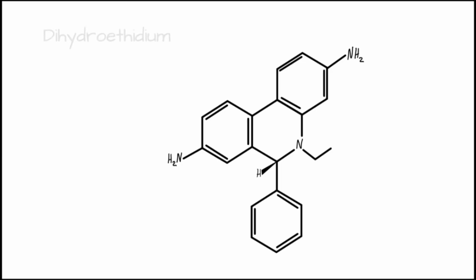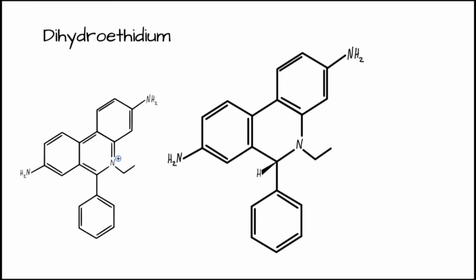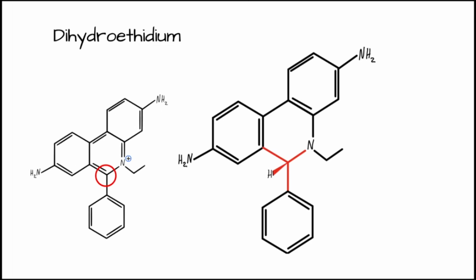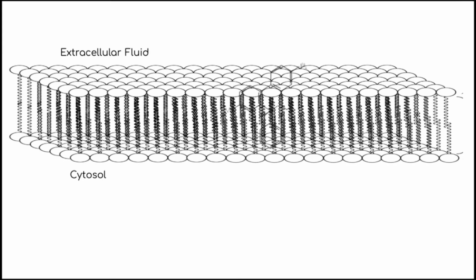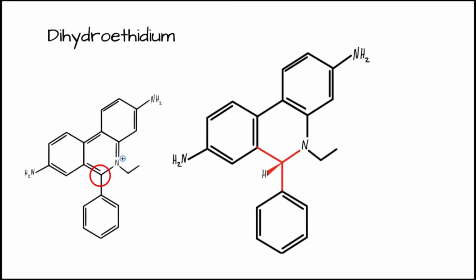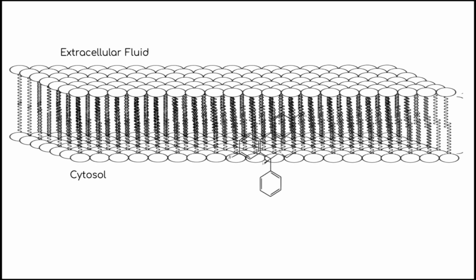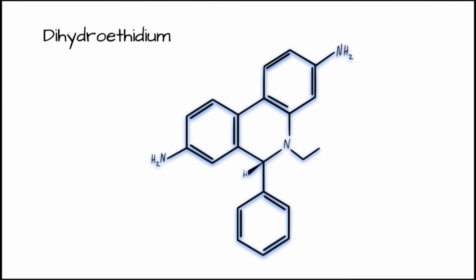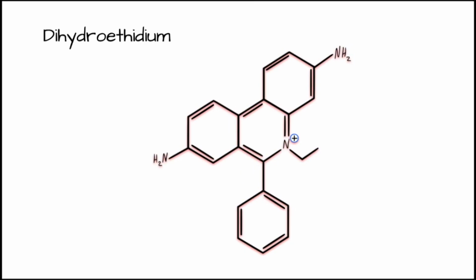For example, dihydroethidium. This molecule is almost identical to Ethidium bromide, with the exception of the hybridization of the carbon with the phenol substituent. The net neutrality of this molecule allows it to cross the cell membrane, where it exhibits blue fluorescence in the cytosol. The molecule can be oxidized to Ethidium, at which point it can intercalate and exhibit red fluorescence.